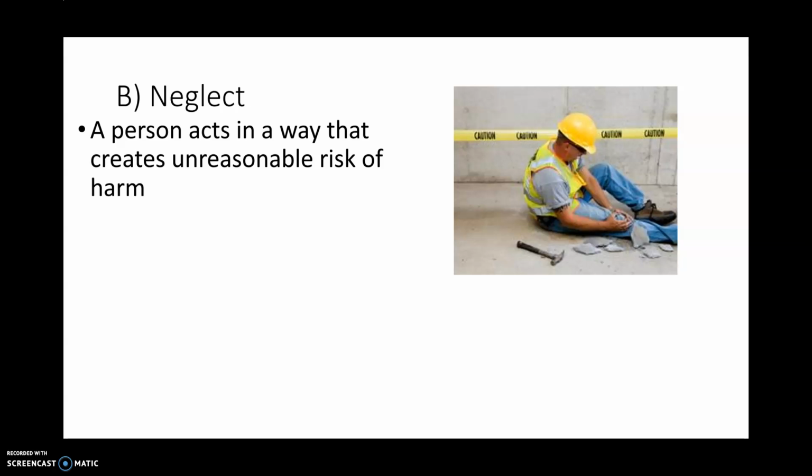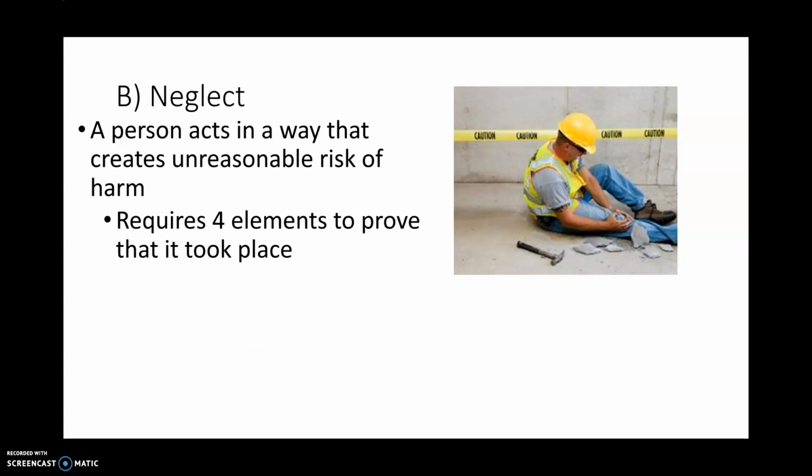Now, when we're talking about negligence, what this means is just a person acts in a certain way that creates a very dangerous situation, that creates unreasonable risk to others. And this can take a whole bunch of different forms, but I'm going to use some examples that I'm going to use throughout the lecture. Now, first off, there are going to be 4 elements that have to be proven in order to show that there was negligence and how to remedy this.